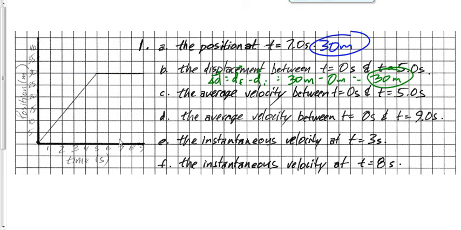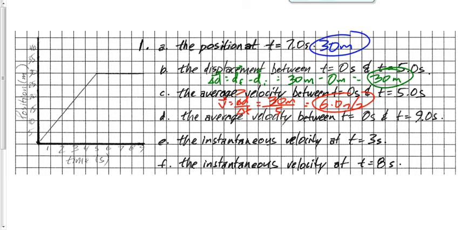Well, we can think of velocity in a couple of different ways. We can think of it as delta d over delta t. Or we can think of it as delta y over delta x, the slope. Either way works. They're both correct. Delta d here, we already figured out, is 30 meters. The displacement is 30 meters. The time is 5 seconds. So that's going to give me 6 meters per second.